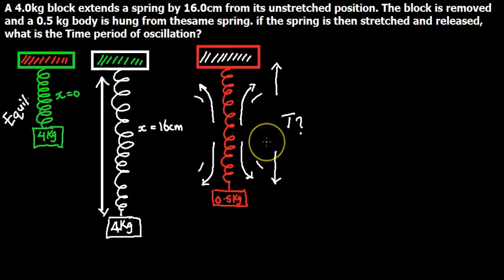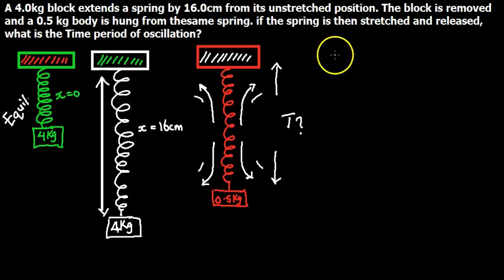So how can we solve this problem? The first thing we need to do in order to solve this problem is to find the time period of the oscillation of the 0.5 kilogram body. First, we need to determine the spring constant using Hooke's law.